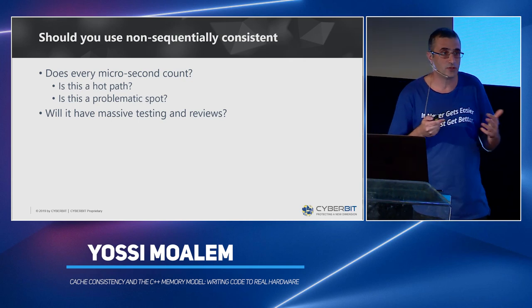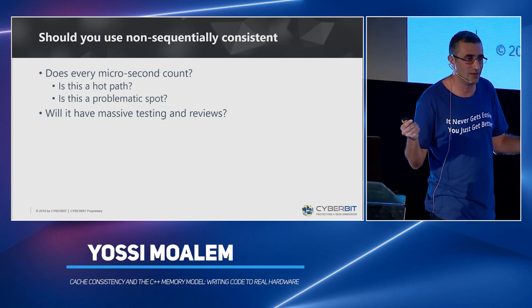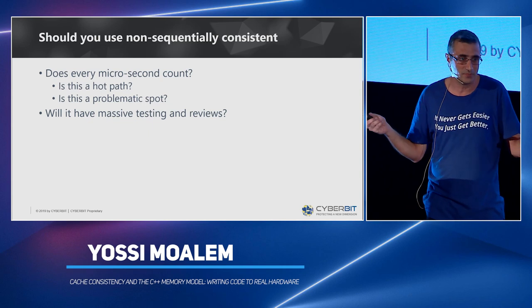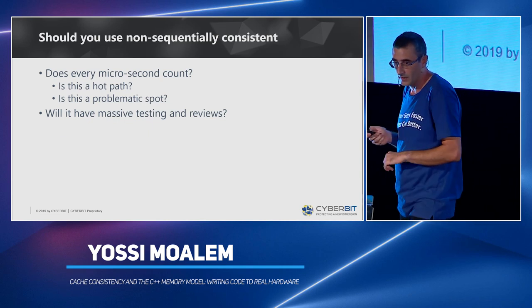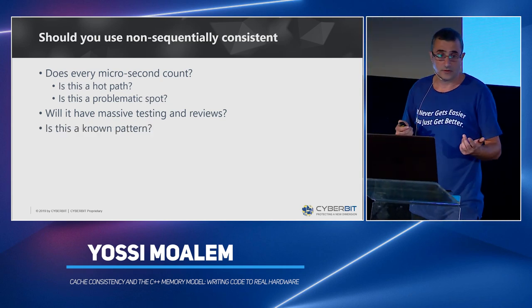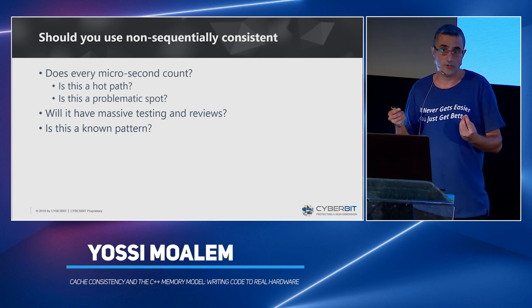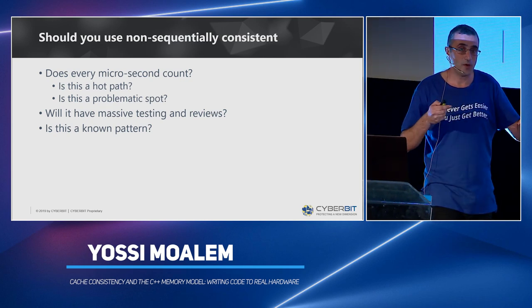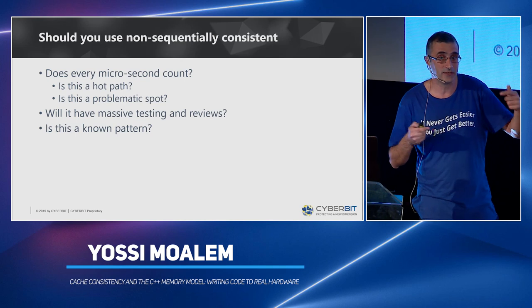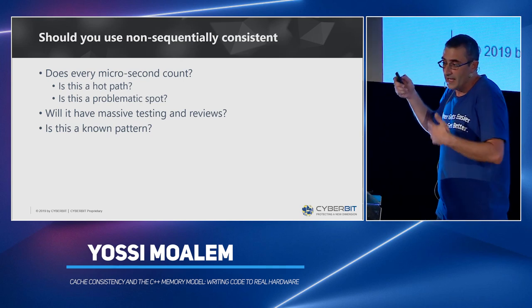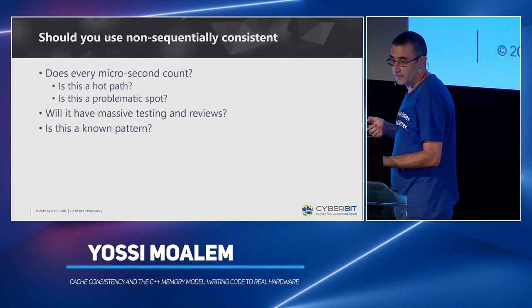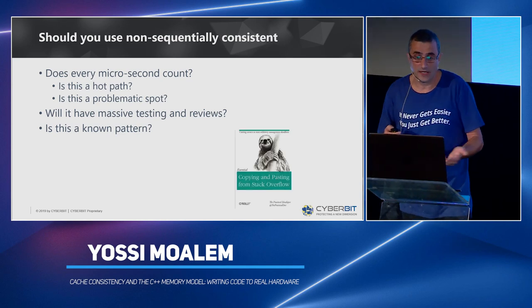But it's not uncommon that something will work perfectly well on x86 and will crash to pieces on power, for example. Is it a known pattern? A lot of the patterns that we use are known. Stop flag, reference counting, just any counting. They're known patterns, and then we can just copy them.